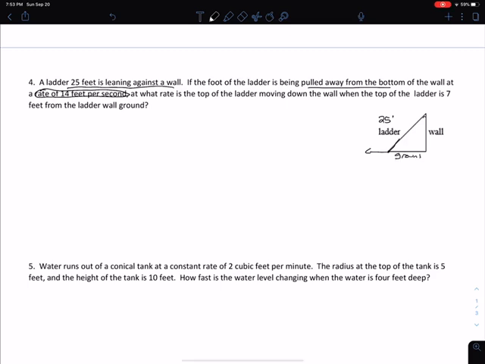along the ground. At what rate is the top of the ladder, so there's the top of our ladder, moving down the wall when the ladder is 7 feet from the ground? That's a big major typo there.